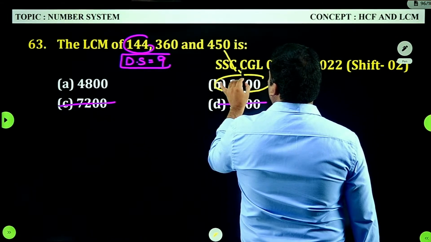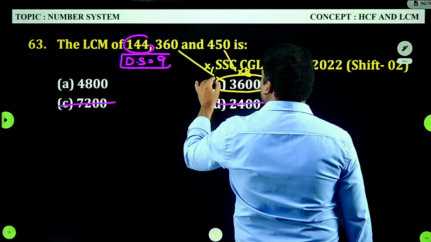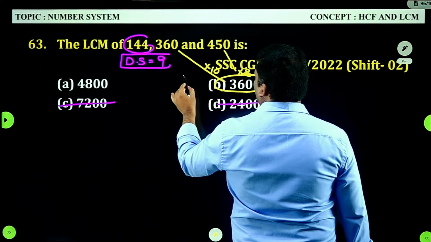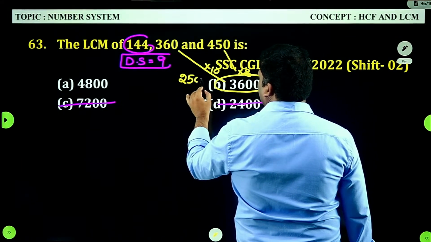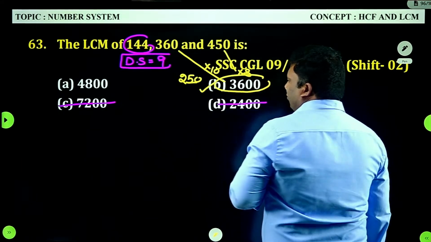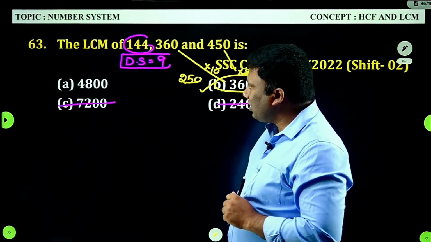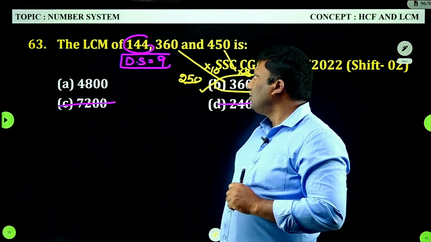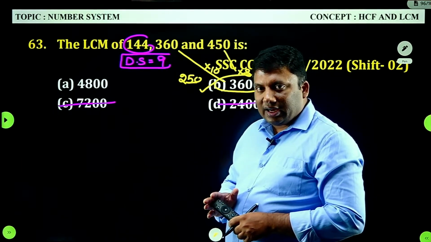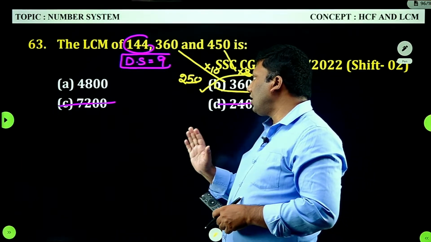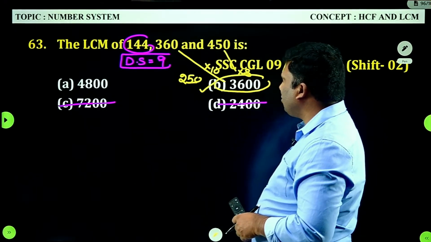3600: 45s are yes, 360 tens are yes. 144 25s are yes. So the answer is 3600. I hope the idea is very much clear to you.